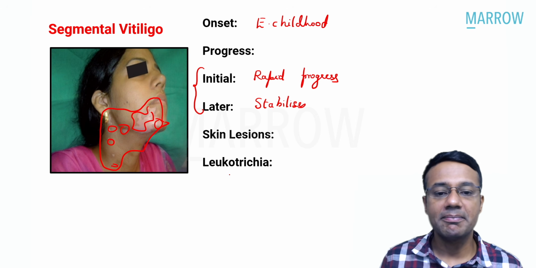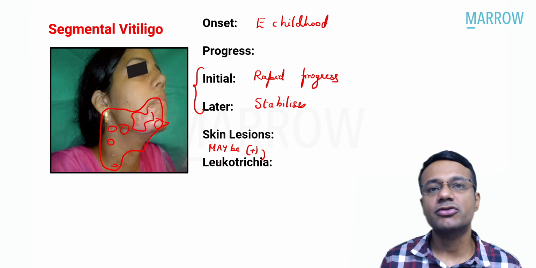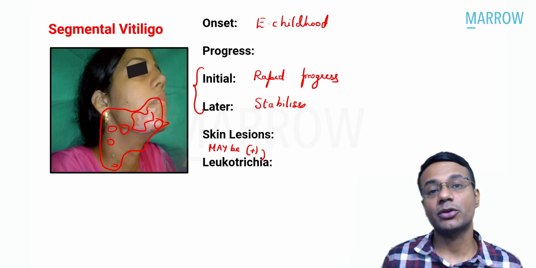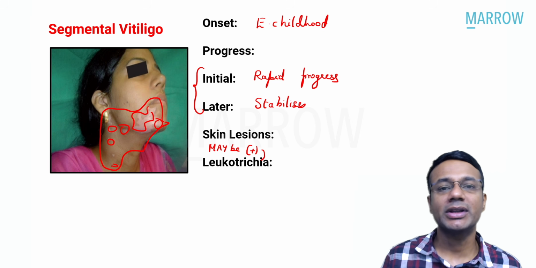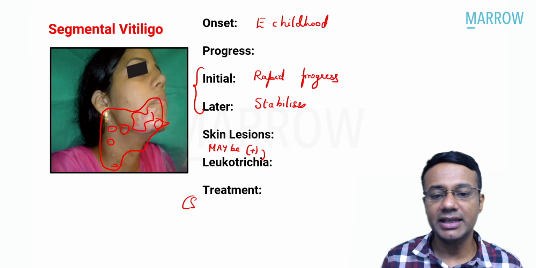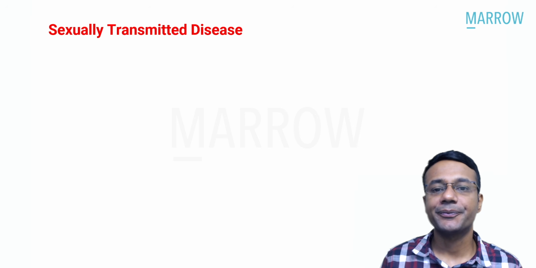Leukotrichia may be present. So very important to remember that leukotrichia may be present. So what is leukotrichia, students? So presence of white hair. That means the process of the destruction of the melanocyte has not only involved the skin, it has also progressed to involve the hair follicle. And the treatment for segmental vitiligo is predominantly surgical. So surgical modalities are the best modalities to treat well-established segmental vitiligo.